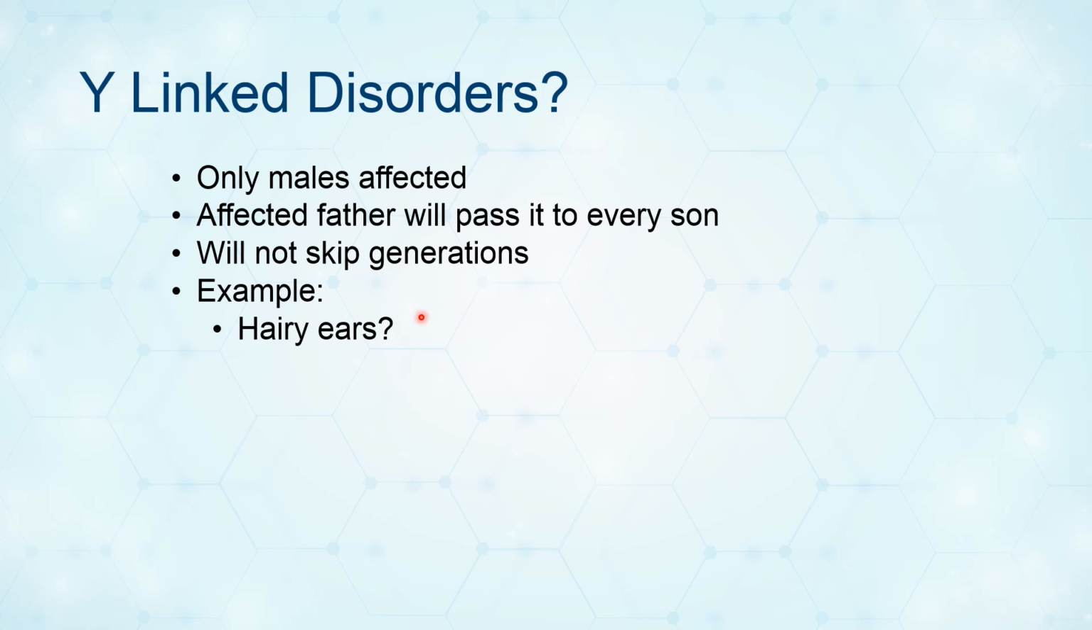Other than maleness, obviously maleness is Y-linked. Ignoring maleness, there may be disorders like hairy ears that are transmitted in a Y-linked way. If it exists, what would it look like? Well, we would expect only those with a Y chromosome to have it, so males would be affected. An affected father must pass it to every single son, and it will not skip generations.